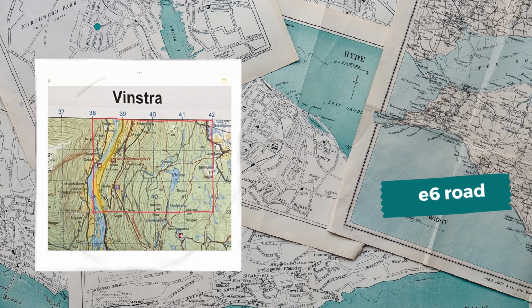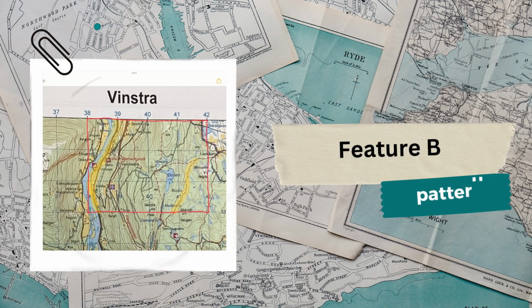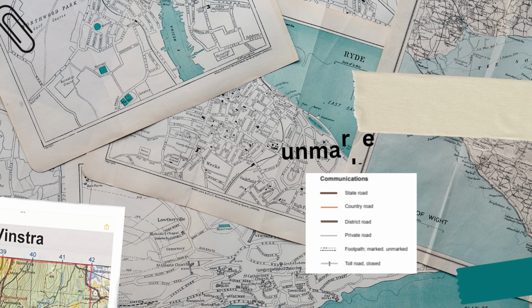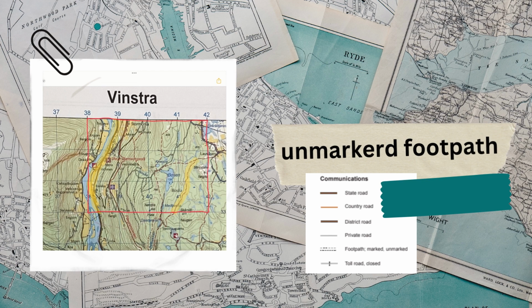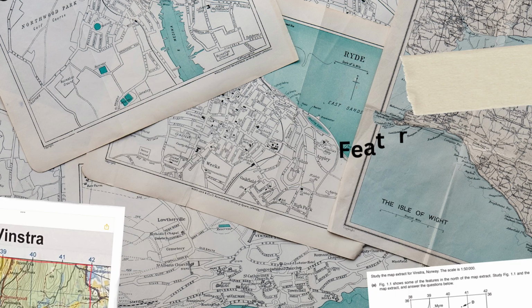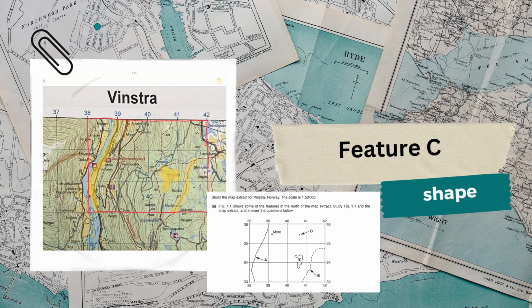Next we have to identify feature B. Use the 4-figure grid reference to identify the grid square in which you can find feature B on the main map. Then check against the key. Pay attention to details like a pattern or a color which might help you. Pause the video while you do this. That's right. It is a footpath. You can say either unmarked footpath or footpath. Cambridge will accept either.